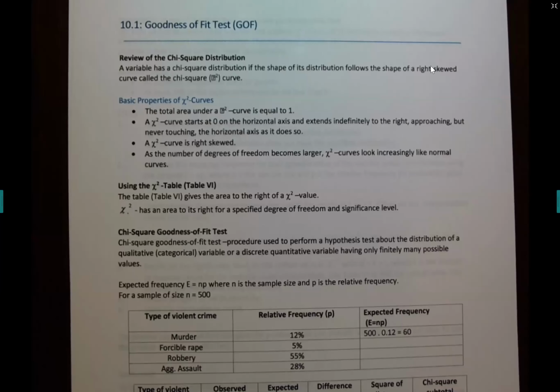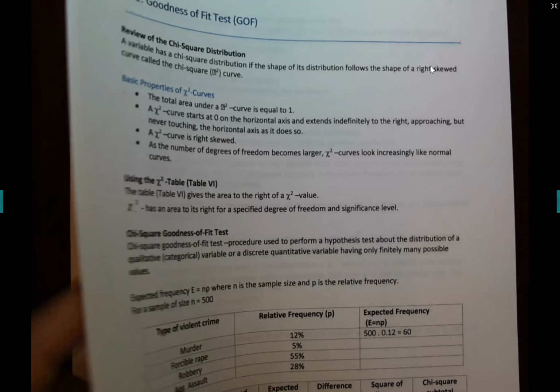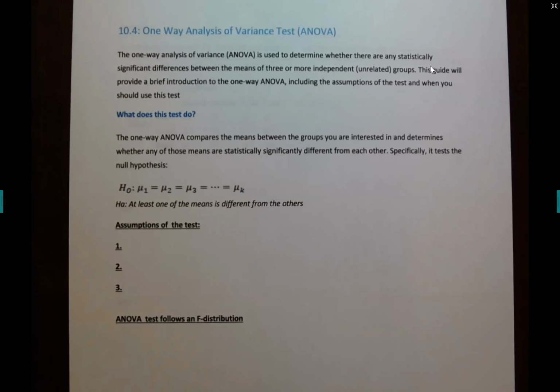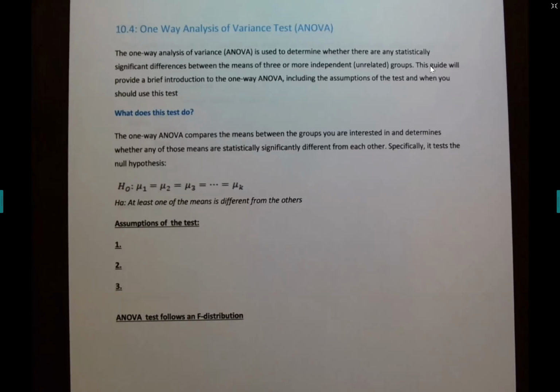Recording. Okay, I'm gonna go backward. I'm gonna start with section 10.4. I got a couple more examples for you guys to do, covering section 10.4. So it's right here. So the one-way analysis of variance, for students who were not here yesterday, is used to determine whether 3 population means or more are equal or not.